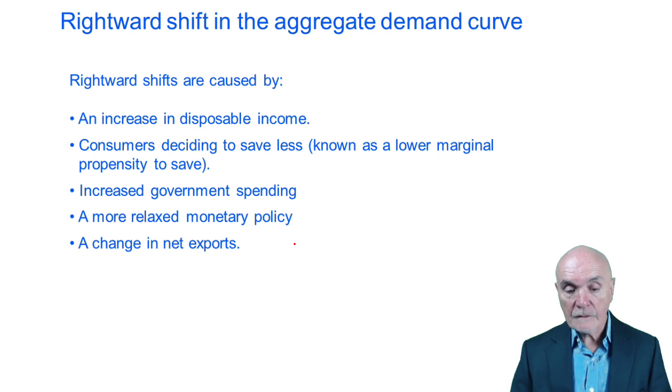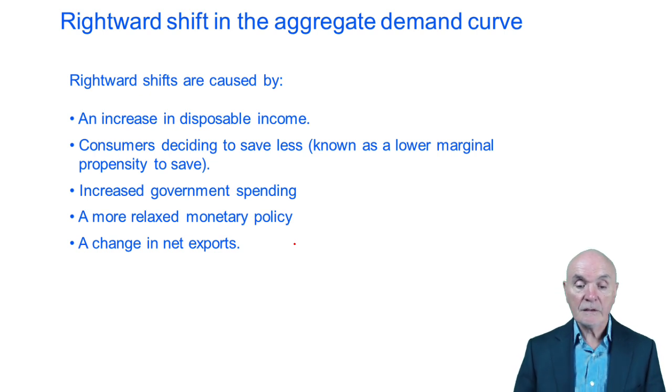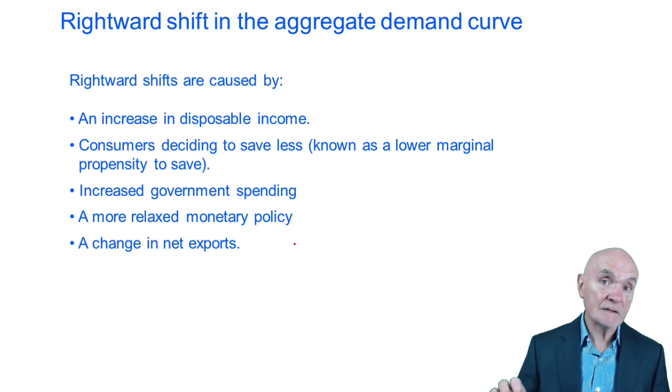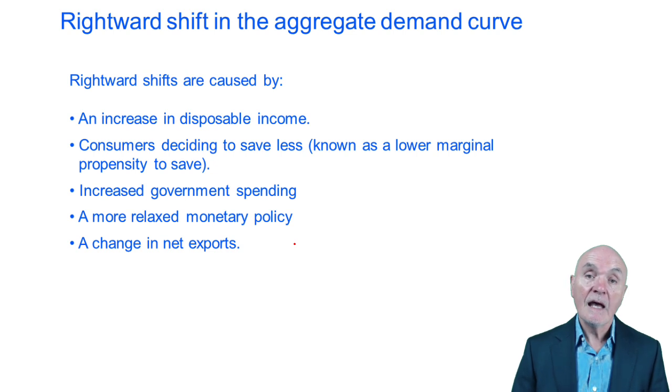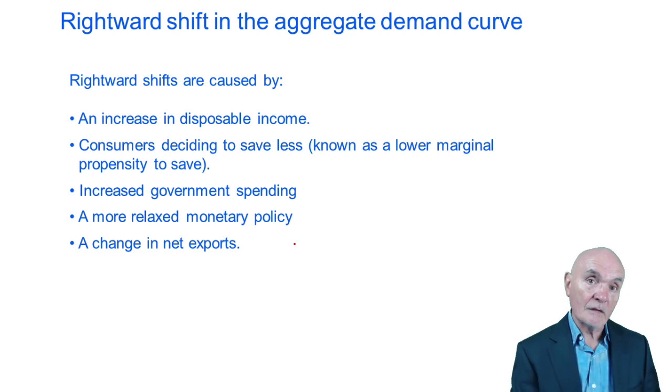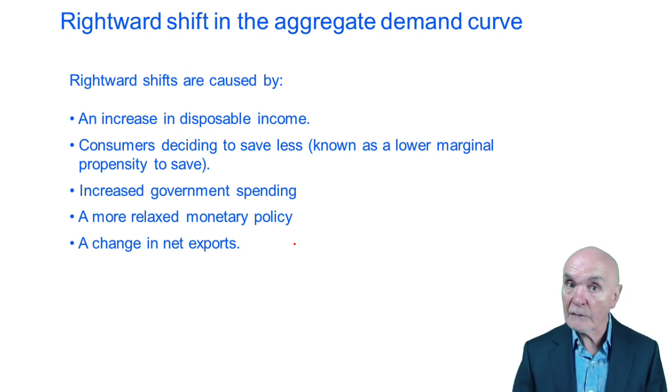It can go the other way, of course, a leftward shift on the demand curve. If you decrease disposable income, if the government, instead of taxing at 30%, maybe taxed at 70%, and the government borrowed less, the government will be maybe spending the same, but we've got less money in our pockets to spend. That would put a dampener on the economy.